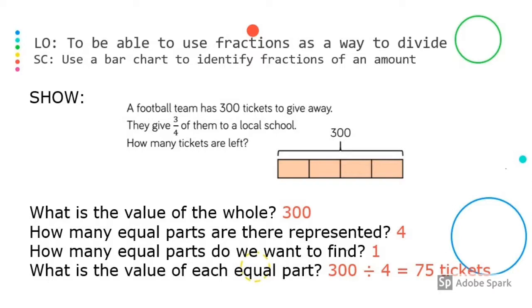These 300 tickets are being split into 4 equal parts. We want to find one of those equal parts in this question. Now, the reason we only want to find one equal part rather than 3 is that they've already given 3/4 away. Therefore, they're only left with 1/4. To find 1/4 of 300 tickets, all we need to do is divide 300 by 4. This equals 75. Therefore, this football team has been left with 75 tickets.